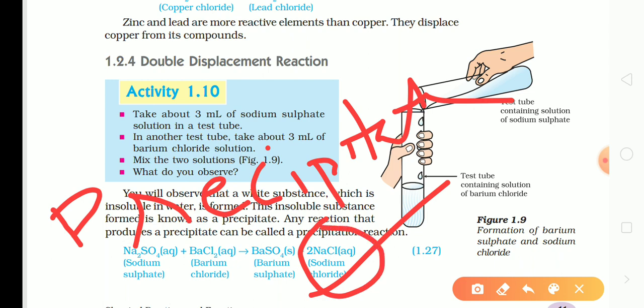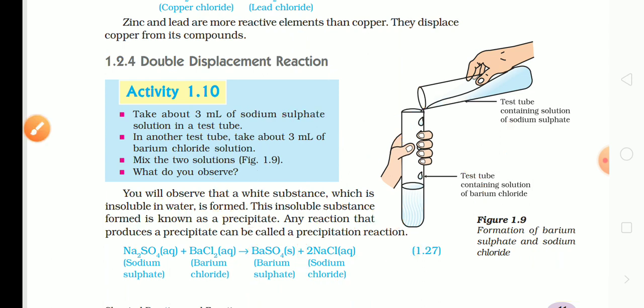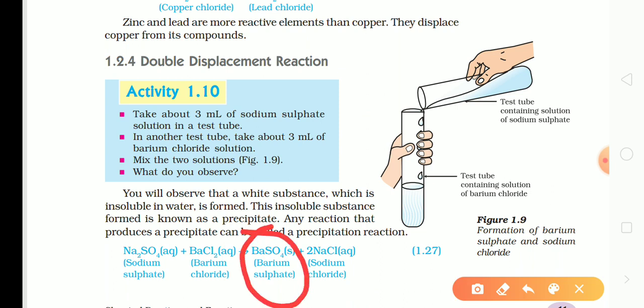You can see sodium chloride. You definitely know this is common salt, right? So sodium chloride is a compound of sodium, which is a metal, which is soluble in water. But barium sulfate is another compound of another metal, which is insoluble in water. So such kinds of insoluble metal salts are called precipitate. And a chemical reaction in which a precipitate is formed is called a precipitation reaction. Any chemical reaction which results in the formation of a precipitate is called a precipitation reaction.